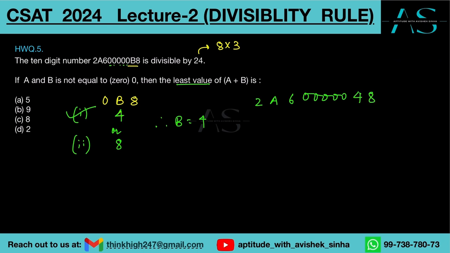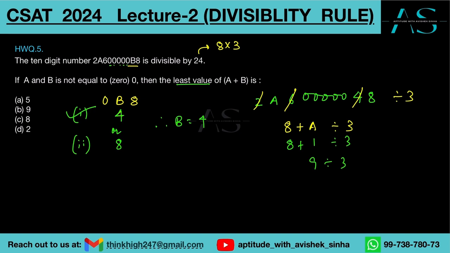This must be divisible by 3 as well. So take out all the multiples of 3. You can take out 3, you can take out 6, you can take out 9. So I'm taking out 6, 4 and 2. We have 6. Now we are left with 8 plus A. In order to make it a multiple of 3, the least value that I can put in place of A would be 1. That is, 8 plus 1 is divisible by 3. 9 is divisible by 3.